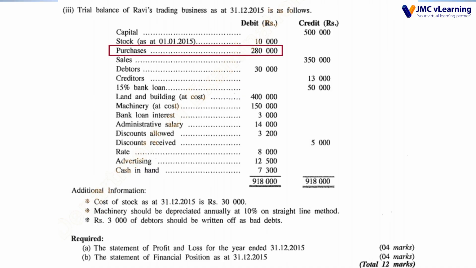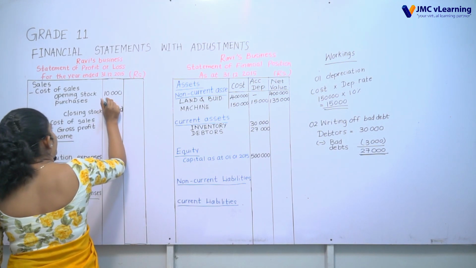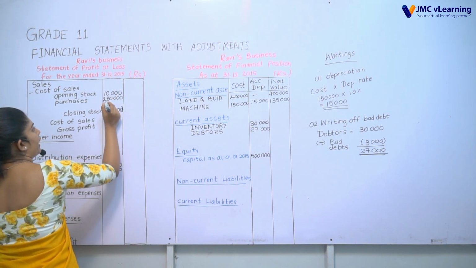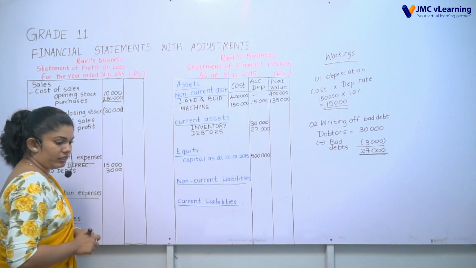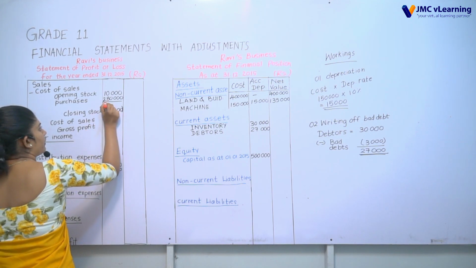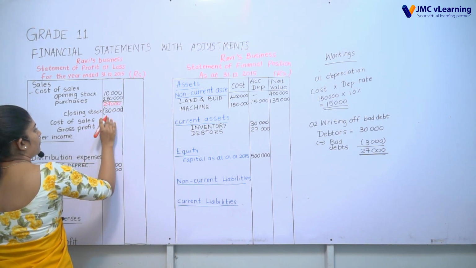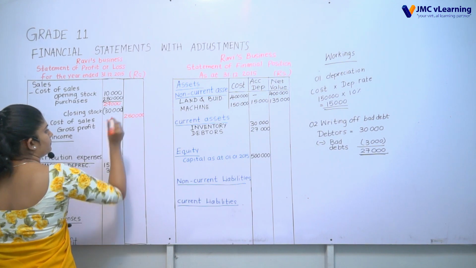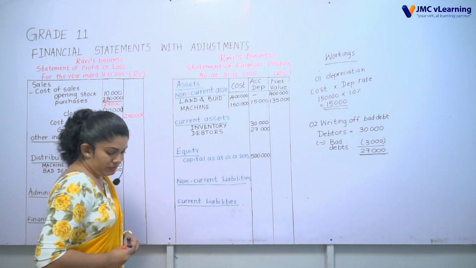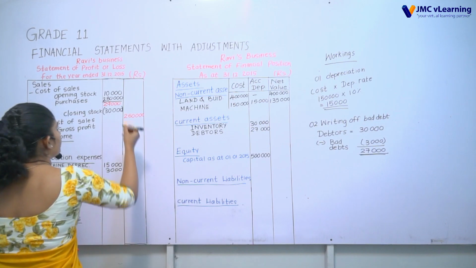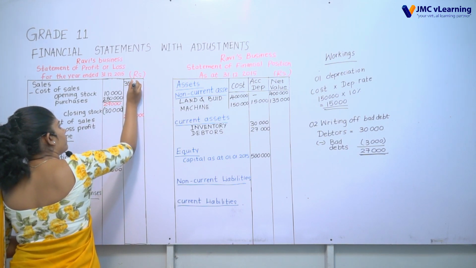Then stock as at 1st of January 2015, 10,000. That means our opening stock, 10,000 here. Then purchases 280,000. Now you can obtain the cost of sales here: 10,000 plus 280,000, 290,000, minus 30,000, 260,000. And next, sales 350,000.